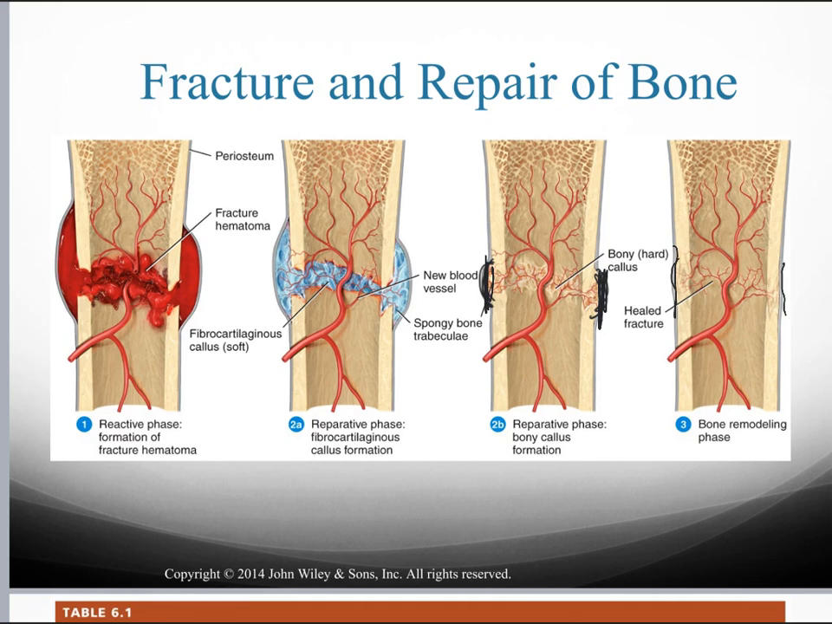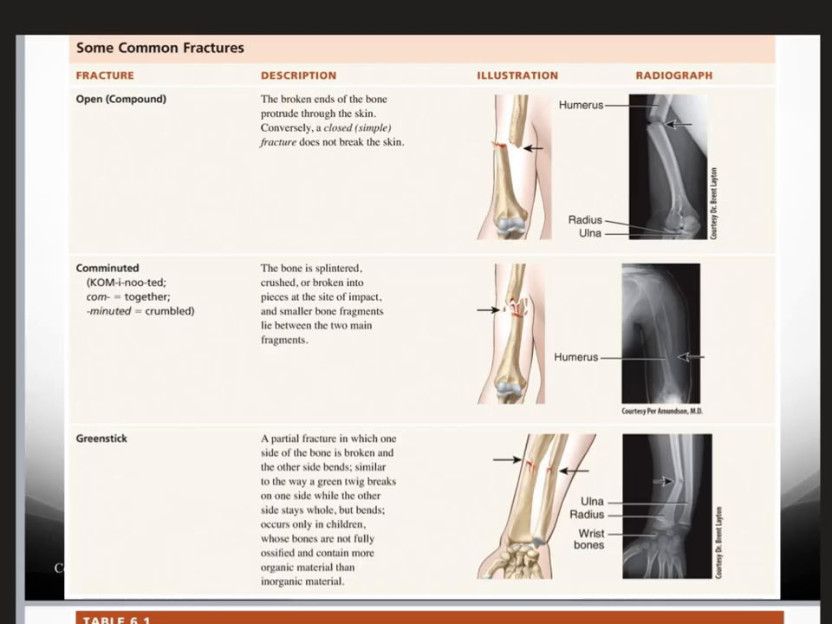The bone is now harder than it was before it broke, and you're going to get these little defects in the side where the remodeling process is not perfect, which is why if you take an x-ray of a bone, you could typically tell that a bone has been broken previously. Let's take a look at this table to look at some common fractures.